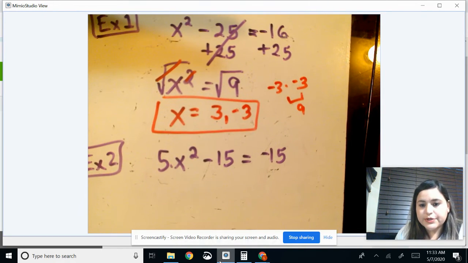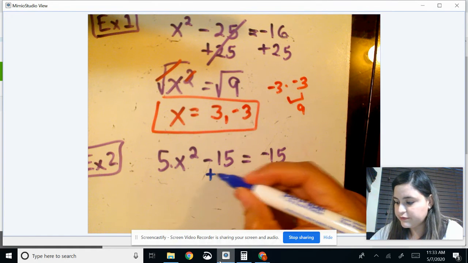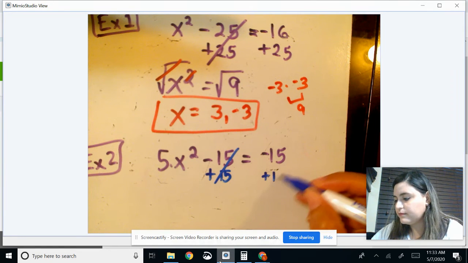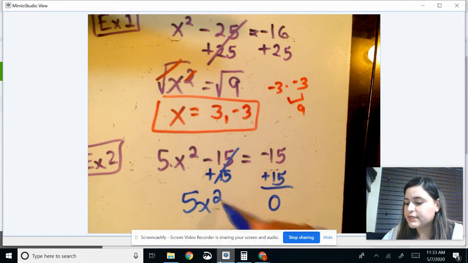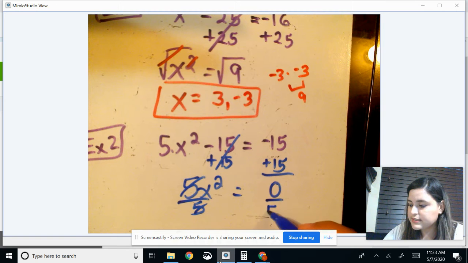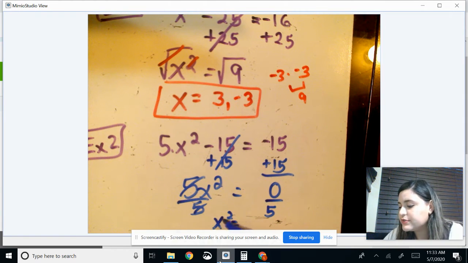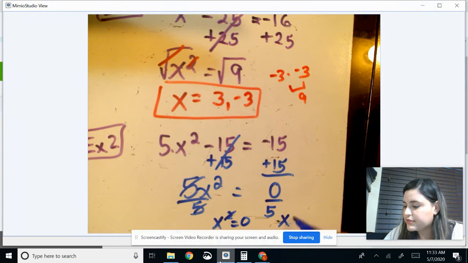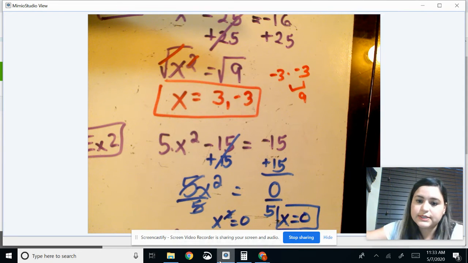For the second one, I'm going to do the same thing. I'm going to go ahead and move the 15 over as a plus 15. And now I have negative 15 plus 15. That gives me 0, right? So now I have 5x squared is equal to 0. I divide by 5. It doesn't make a difference. It's still 0. So x squared is 0. If I do square root, it's still 0. So my answer is 0. Now we don't have negative and positive 0, so we just put 0 and that's it.